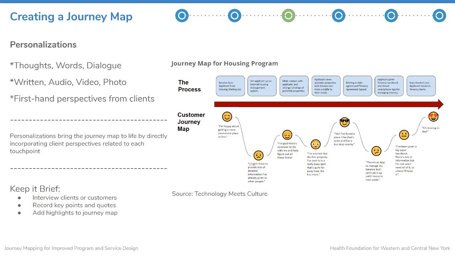And then add the highlights of those interactions, the ones that really stuck out, the eye openers. Add those personalizations, the highlighted personalizations, to the journey map directly. Here's an example from Technology Meets Culture. I believe it's a consulting firm, but they created a sample journey map for a housing program with their touch points at the top. They have some emotions there, and you can see the personalizations under each of those icons.